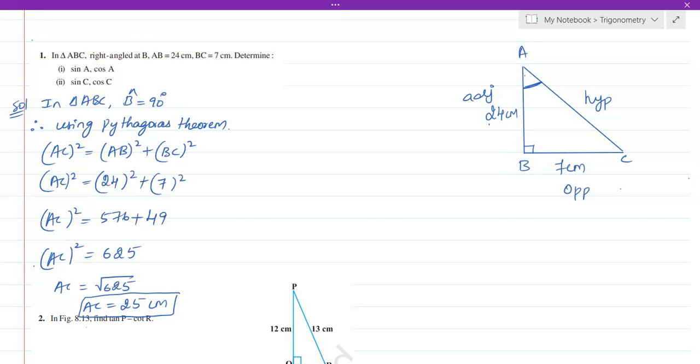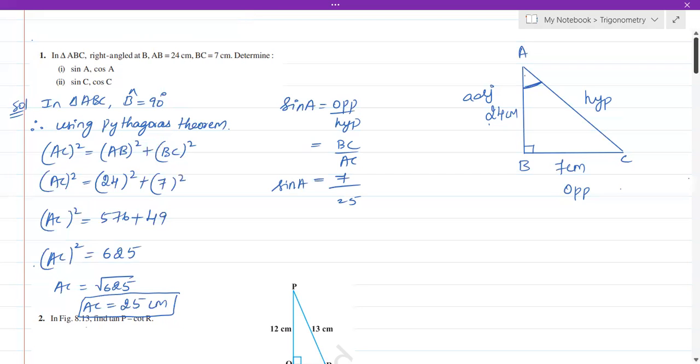So we got the value of AC. So let's find the value of sine A. So sine A is basically opposite by hypotenuse. Here opposite is BC and hypotenuse is AC. So we know the value of BC is 7 and the value of AC is 25. Therefore, sine A will become 7 by 25.